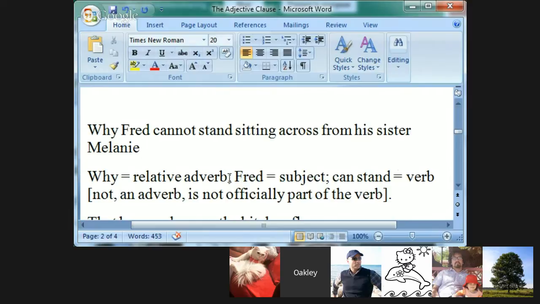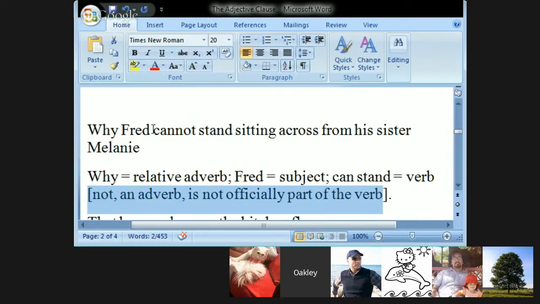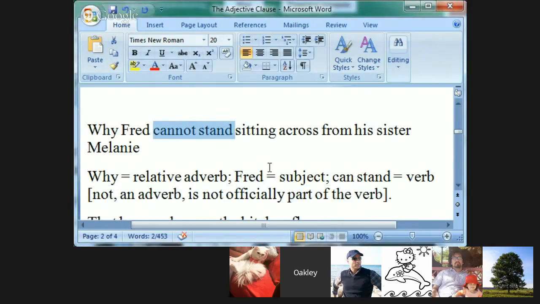Okay. Here we have a sentence that, if we were going to analyze it, is slightly different than the one we just looked at. Why here is a relative adverb. Fred is the subject here. Can stand, or actually the negative, cannot stand. Not is an adverb. It's attached; it's not officially part of the verb. Fine. This is our verb. Why Fred cannot stand sitting across from his sister.